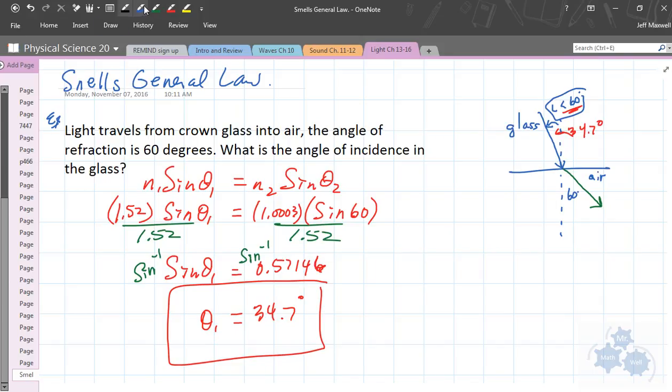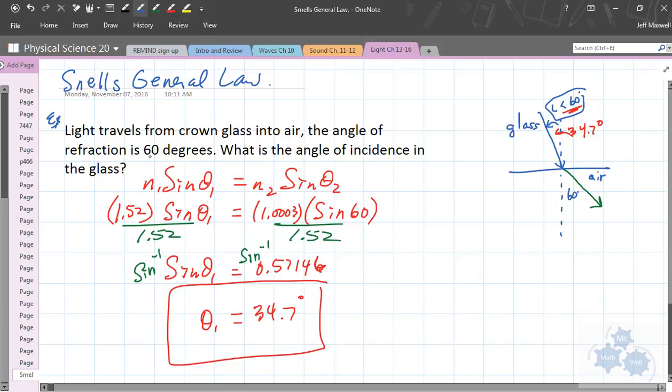Okay, so you guys should be good enough in math at this point where you can solve for any one of these, right? You can solve for your theta or your n's. So that shouldn't be a real big deal here for you, okay? But that's Snell's general equation along with an example.